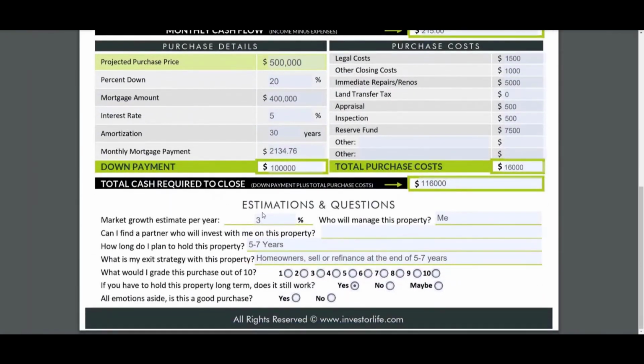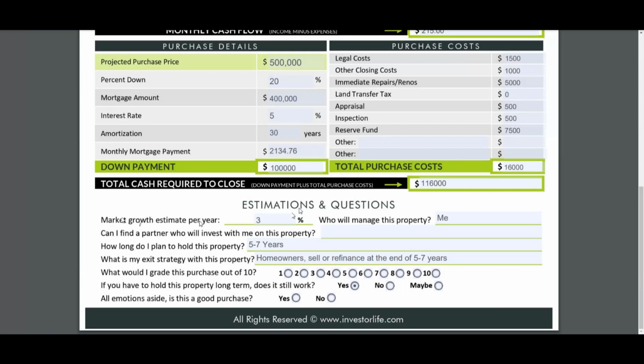And that's this section down here, our estimations and questions. So one of the important questions on here is, what do we expect from market growth? What is our estimate per year? And so if we're comparing different properties in different markets, this number could be dramatically different. In Canada last year, we had some markets go down in value, but we also had some double-digit increases in value. So markets that went up 10% in value or more. So depending on where you're buying in the country, this number can dramatically change.